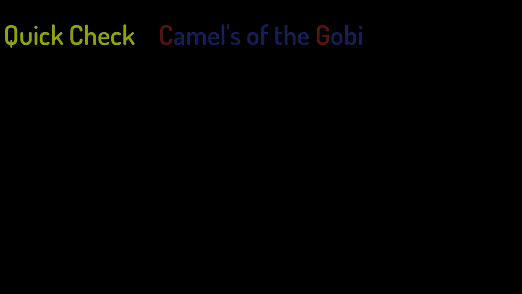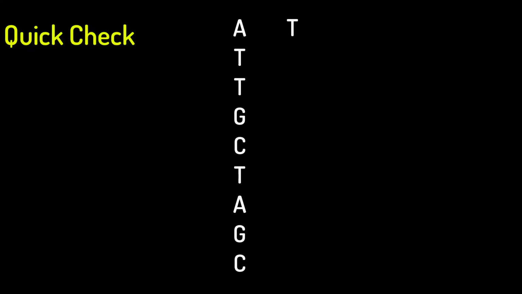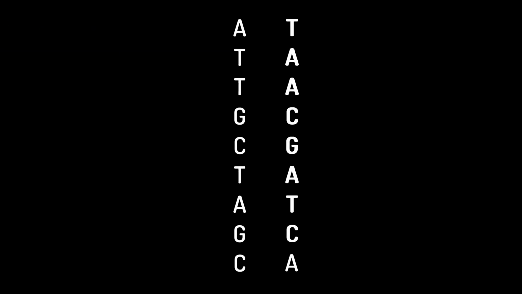Let's do a quick check of a random sequence in our DNA to find out if you have understood that. I'll give you a sequence and you will give me a complementary pair. So here goes the sequence: ATTGC. What is the correct complementary sequence to that? What do they bind to? The correct complementary sequence is TAACG. Hope you have got this one right.